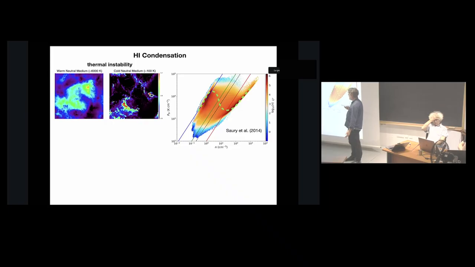And those clouds have a density of about 100 and a temperature of about 100 Kelvin. So you have cold and dense clouds immersed in a very diffuse medium with a density below 1 per cc and 6,000 Kelvin. And in this pressure-density diagram, you see those two phases: this is the warm phase here, and this is the cold phase here.